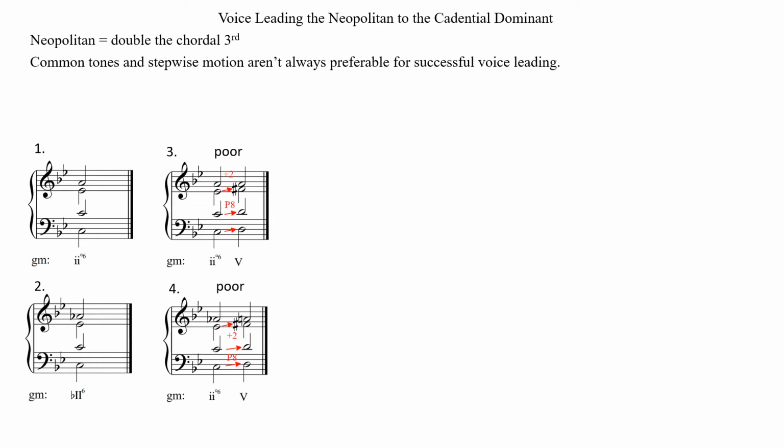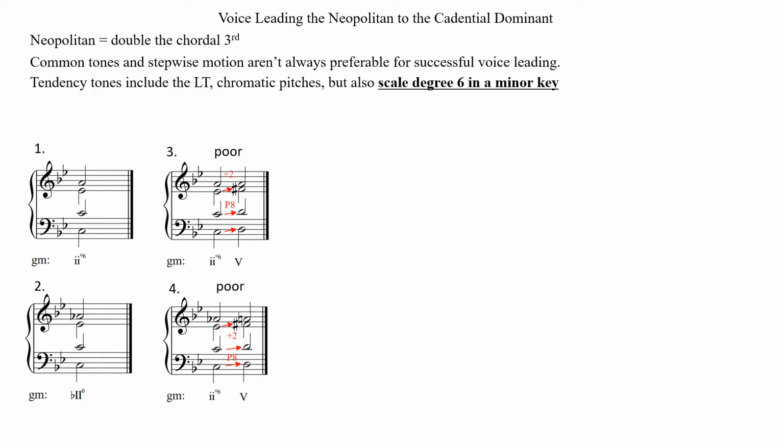To avoid these errors, try to reframe and expand your thinking of what constitutes a tendency tone. Most likely, you have heard your instructor emphasize the leading tone and chromatic pitches as tendency tones that should be handled carefully, and rightfully so. However, scale degree 6 in a minor key, for whatever reason, is often overlooked as an important tendency tone that should often resolve down by step due to its half-step proximity to scale degree 5.